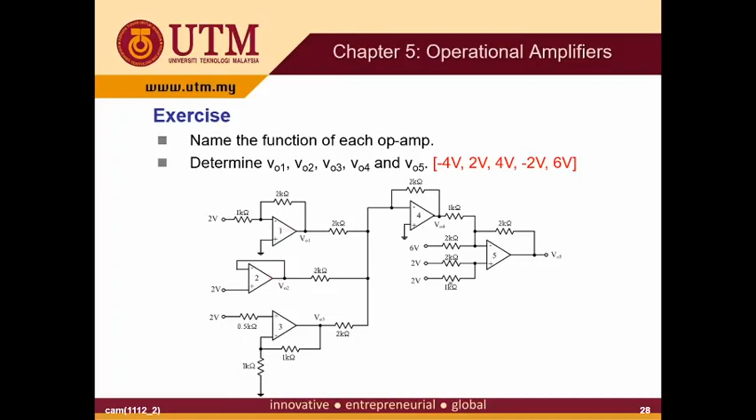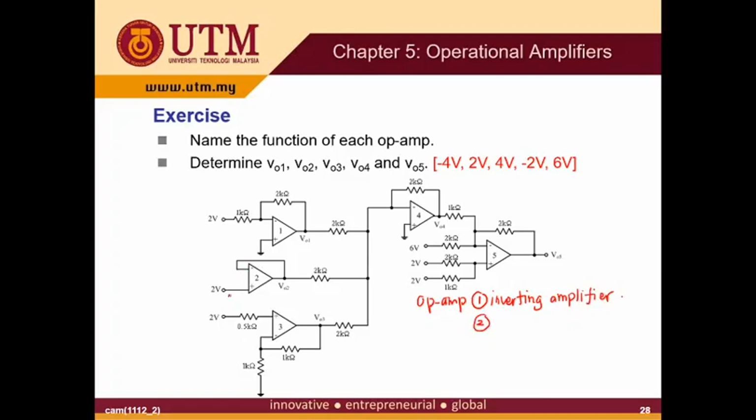Okay, for the first one, op-amp number 1. Op-amp number 1 has one input, and the input is connected to the inverting terminal. And then we also have the negative feedback. So this is the inverting amplifier.